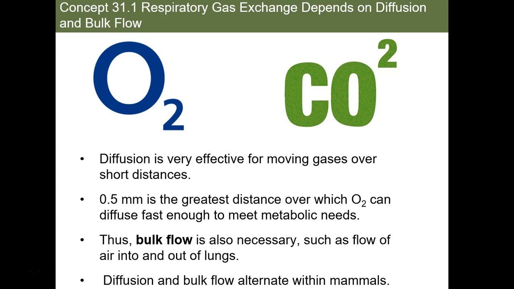Diffusion is effective for moving gases over short distances, such as through membranes or epithelial tissues. 0.55 millimeters is the maximum thickness where oxygen can diffuse fast enough to meet metabolic needs. Thus, bulk flow, such as flow of air into and out of our lungs, is necessary. Animals use both diffusion and bulk flow to meet their metabolic needs.